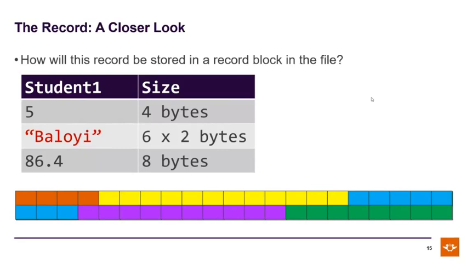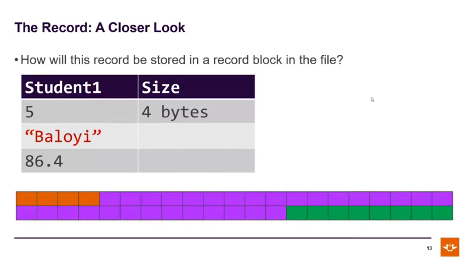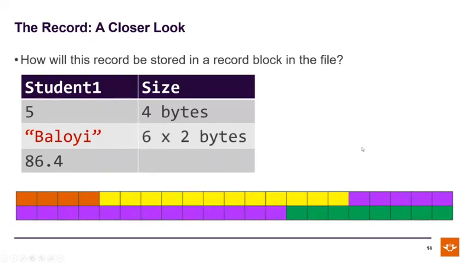Now, in terms of information being stored, you can see that the available space you have is the 4 bytes, the 30 bytes, and then the 8 bytes. And then the information being used is essentially the 4 bytes, the 12 bytes from the Baloy, and then the 8 bytes from the double, and then the rest is all empty.